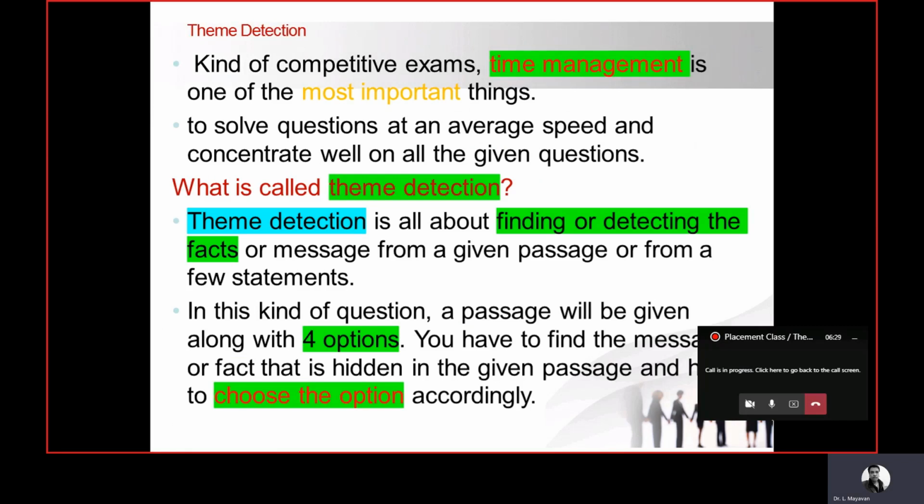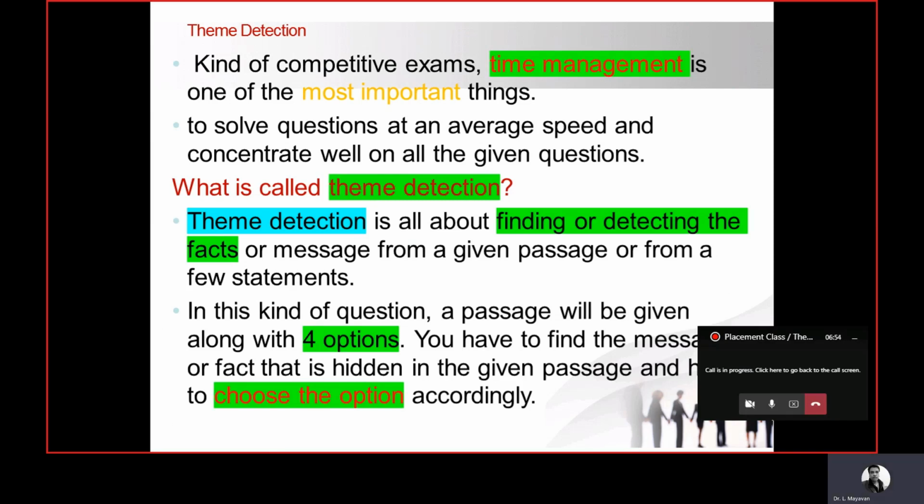It's a kind of competitive examination, as we informed, and time management in this particular examination is one of the most important factors to be considered, to solve questions at an average speed and concentrate well on all the given questions.